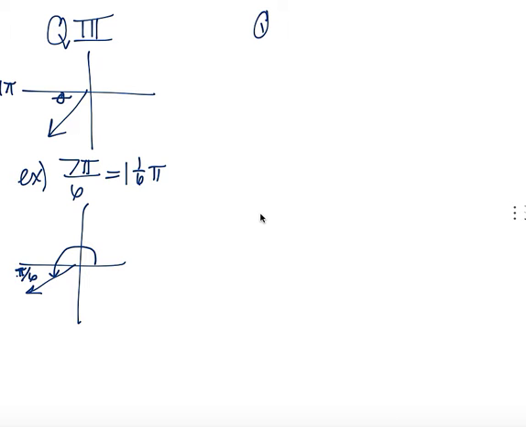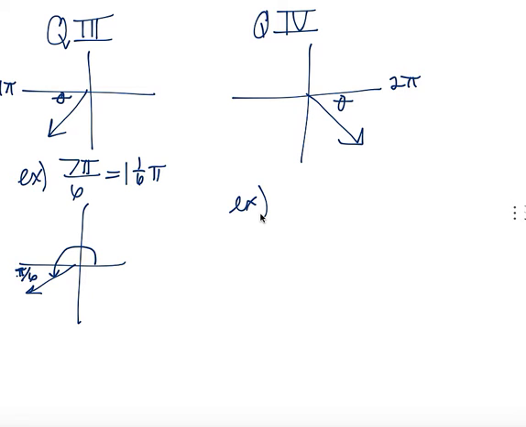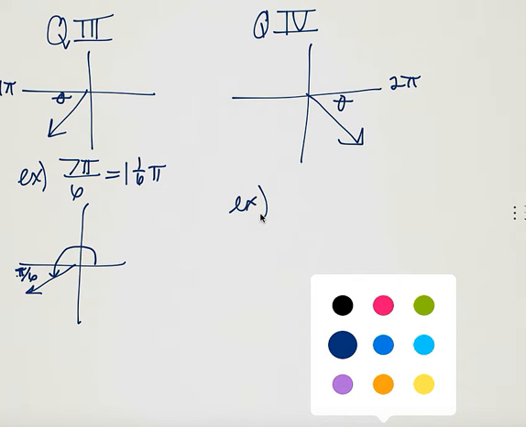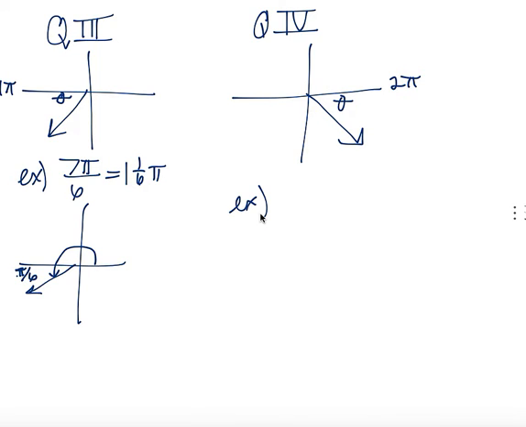And last is if I'm in quadrant 4. If I'm in quadrant 4, my reference is here to the closest x. So that's going to bring me up to 2 pi. So for example, let's say that it is 11 pi over 6. So that is 1 and 5/6 pi. 5/6 is more than a half, so this is more than 1 1/2, so I know that I'm down here someplace.